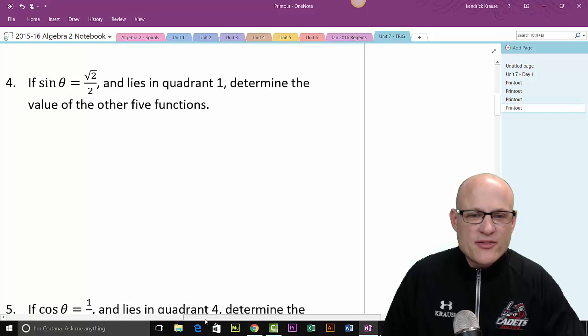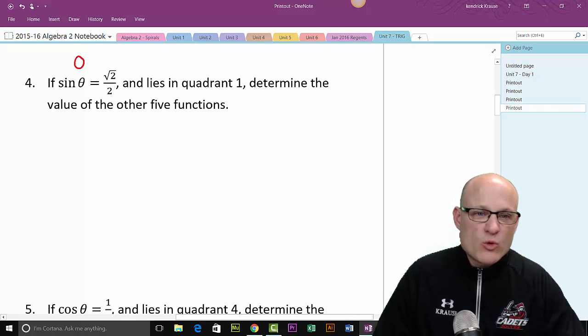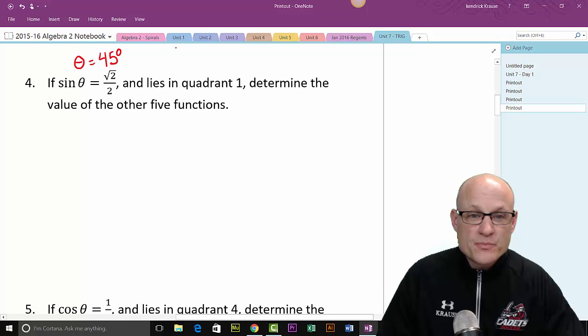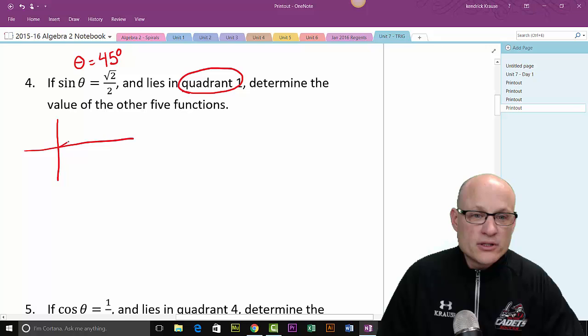If sine of theta equals the square root of 2 over 2, that tells me my reference angle, by now you should know, is 45 degrees, and we're in quadrant 1. Not only is that my reference angle, that is my actual angle. So what I want to do is draw a triangle in the first quadrant.